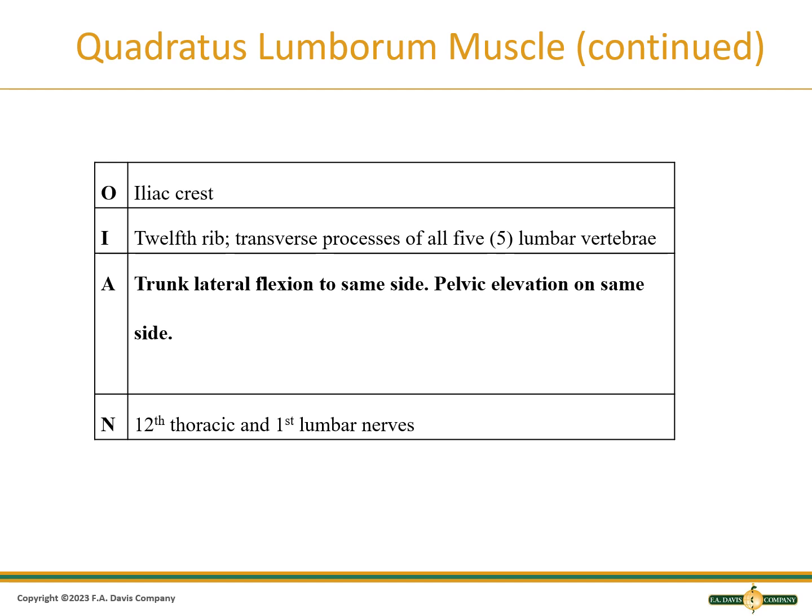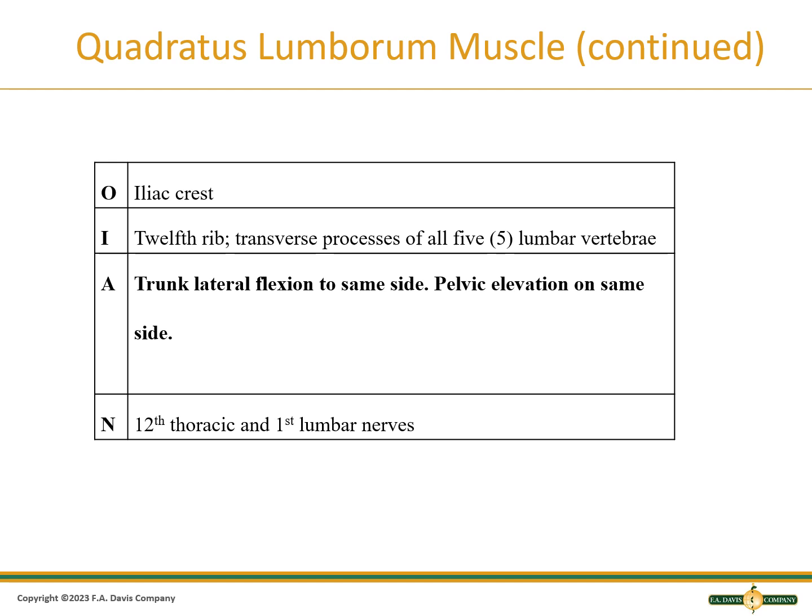Our quadratus lumborum originates from our iliac crest to insert on the 12th rib and transverse processes of all 5 lumbar vertebrae. It serves for trunk lateral flexion to the same side. We can't get activation of both unless we are trying to stabilize the trunk. Bilateral activation of our quadratus lumborum would have them fighting against each other because they're oppositely placed.